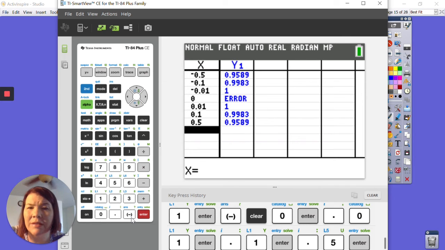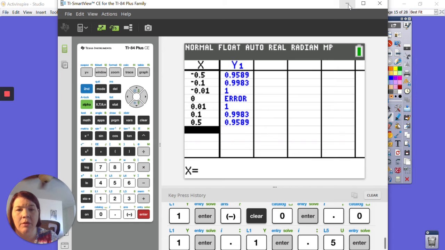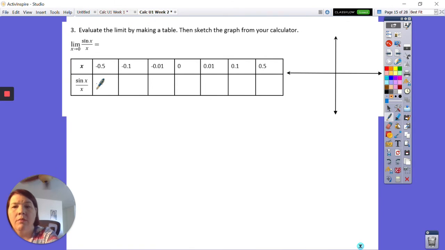But what does it look like it's approaching based on what we got for negative 0.1 and positive 0.1? So what does it look like? Okay, and so there's our table. Going back to this, let's go ahead and put everything on it. We got 0.958, and again, I'm using my calculator. I'm just writing these values down.